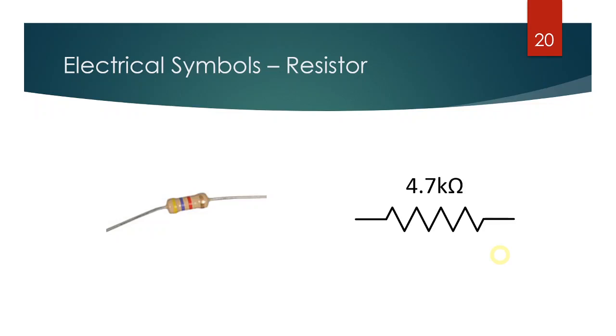The symbol to the right, showing the squiggly line, is much like a path that you would have to walk that would slow us down. If we ran in a straight line, it would be a lot faster than if we ran zigzag. So that's supposed to mean that the current has to go through this zigzag pattern, some sort of resistance, and that's where the symbol came about there.